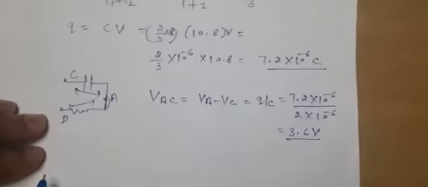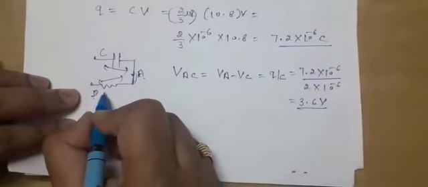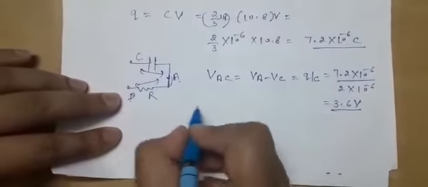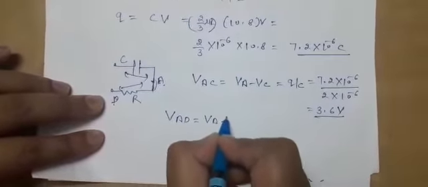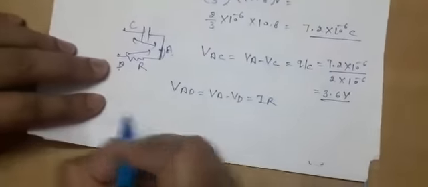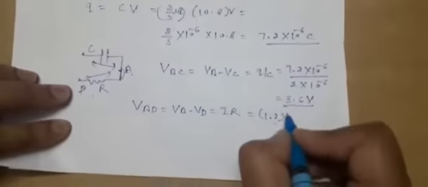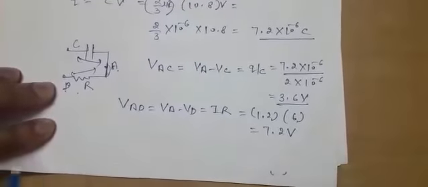You can see in the figure. Now for the potential difference between A and D, here we have a resistor connected. So what do we use? Here we will use Ohm's law. The potential difference between A and D will be VA minus VD, which is I into R. The current we have already calculated, it is 1.2, and the resistance R is 6 ohm. So it comes out to be 7.2 volt.